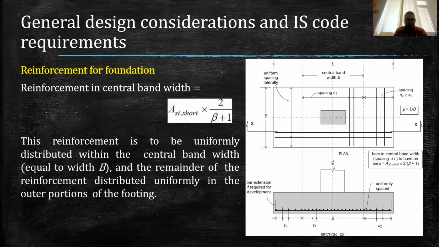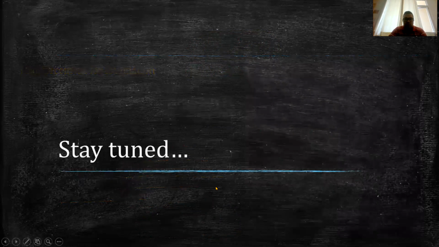So this is what I have written. This reinforcement is to be uniformly distributed within the central band, width equal to width B, and the remainder of the reinforcement distributed uniformly in the outer portion of the footing, which means in these two portions. So this is how we distribute the reinforcement.